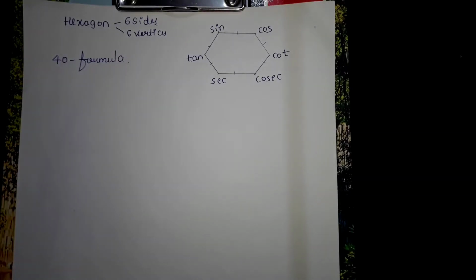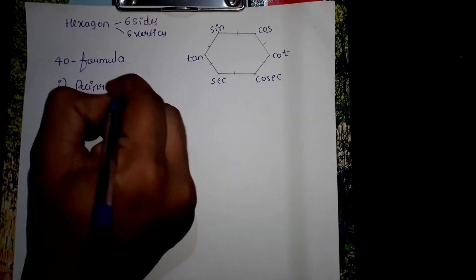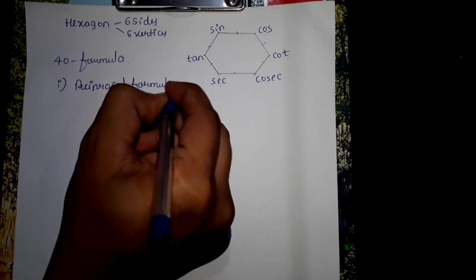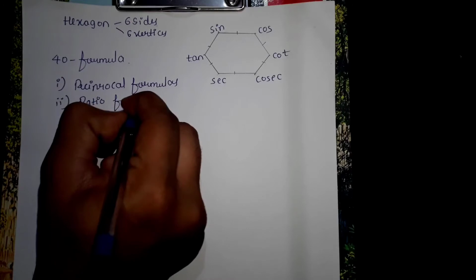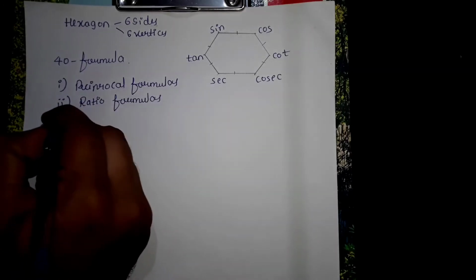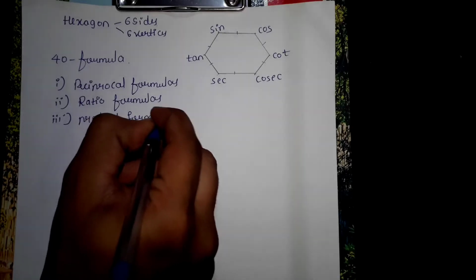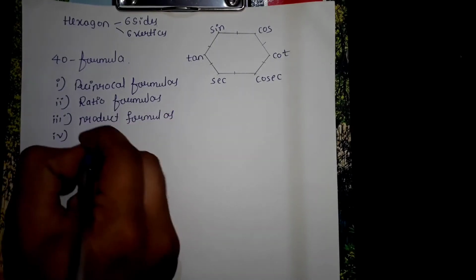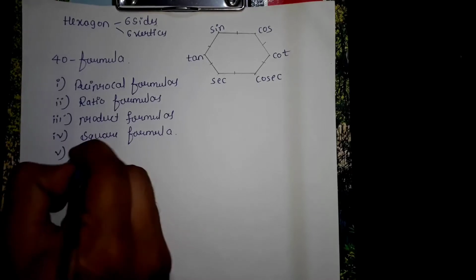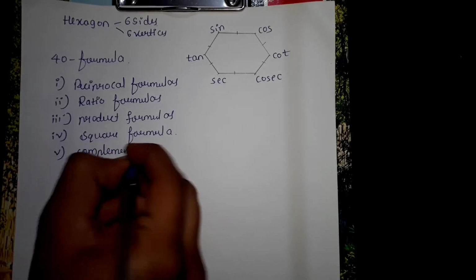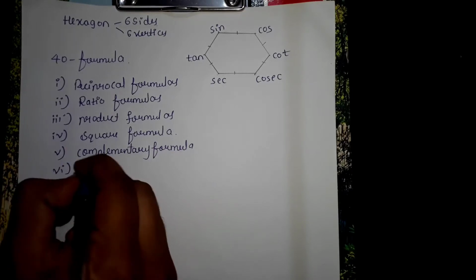In this video, we are going to learn reciprocal formulas, second one is ratio formulas, third one is product formulas, fourth one is square formulas, fifth one is complementary formulas, and the sixth one is identity formulas.